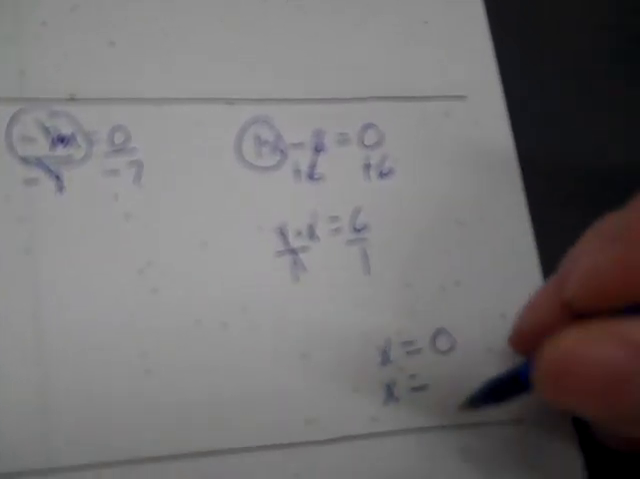Those can cancel. 0 divided by negative 7 is 0. And the opposite of minus 6 is plus 6. Plus 6. 0 plus 6 is 6. So 1 times x equals 6. Now I divide by 1. Divide by 1, and 6 divided by 1 stays at 6. So those are my 2 solutions.